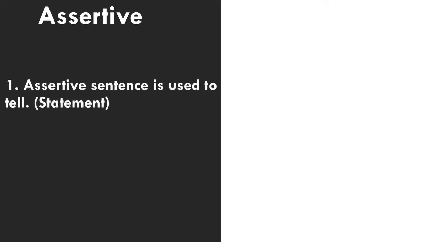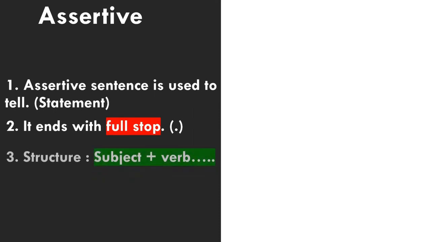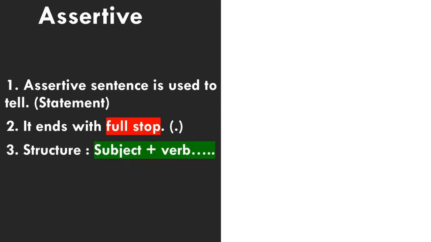so before we start, we need to understand assertive sentence also. Assertive sentence is used to tell. It is also called a statement. All these things we have seen in our previous videos. Okay, so you can watch it again. It ends with full stop. Assertive sentence always ends with full stop, and its structure is subject plus verb.